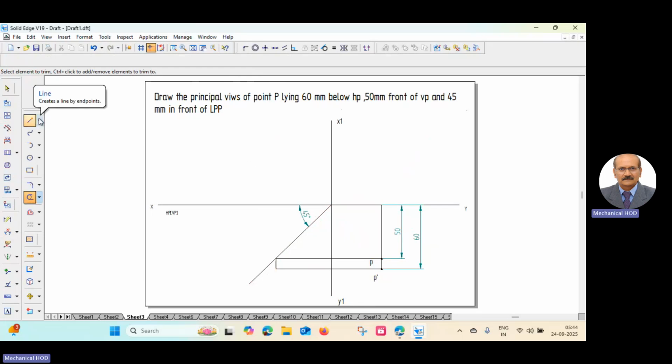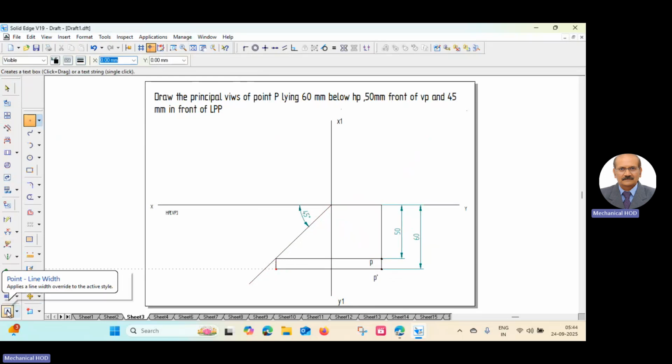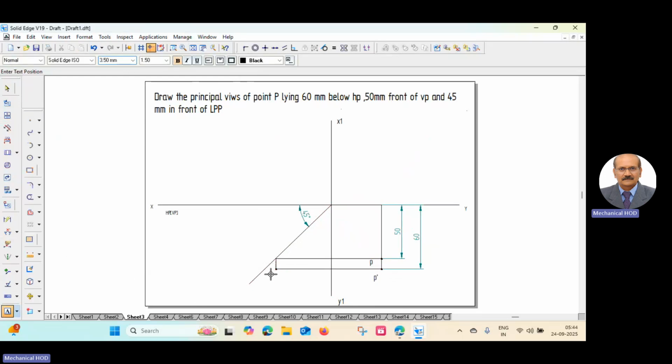Keep a point, change it to point, and the width of the point is 2 mm. Keep a point here. Remember, P dash and P double dash should lie on the same horizontal line. Top view and the side view appear on the same horizontal line.